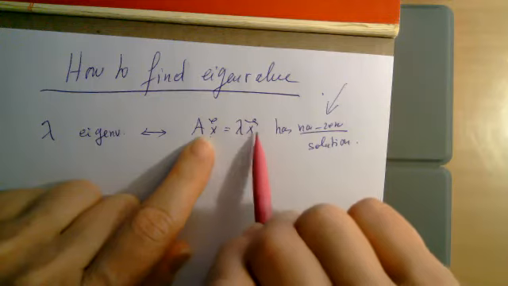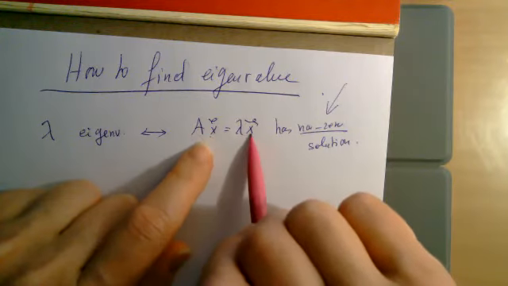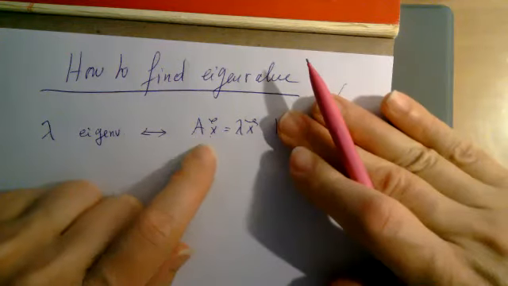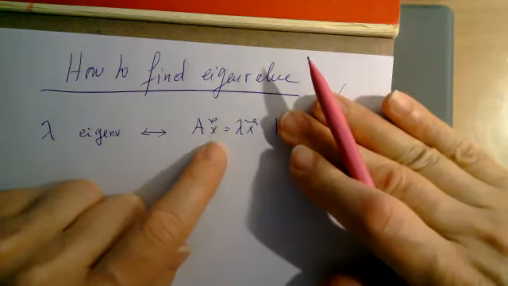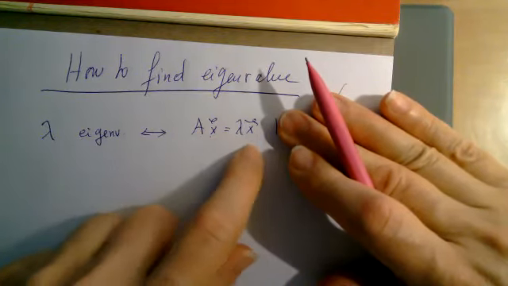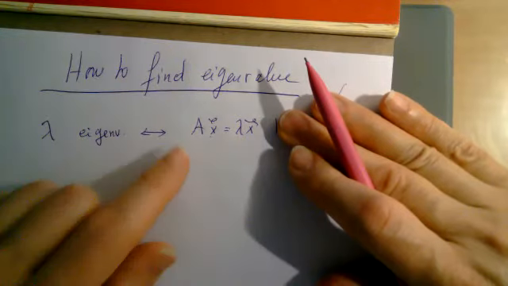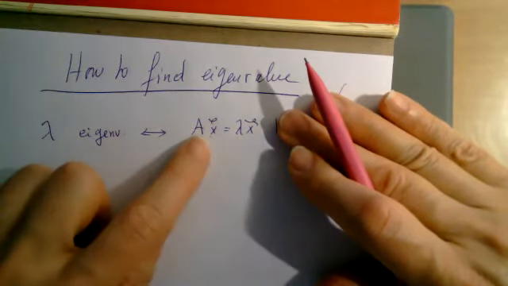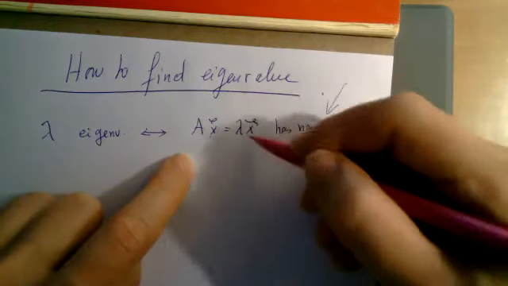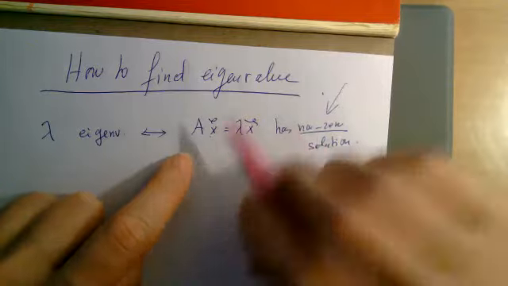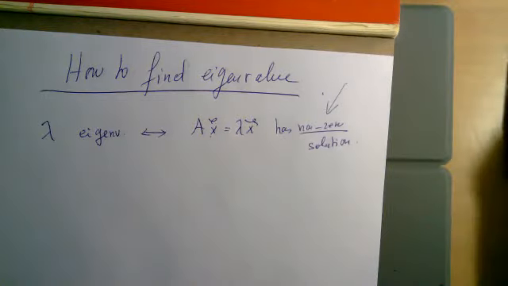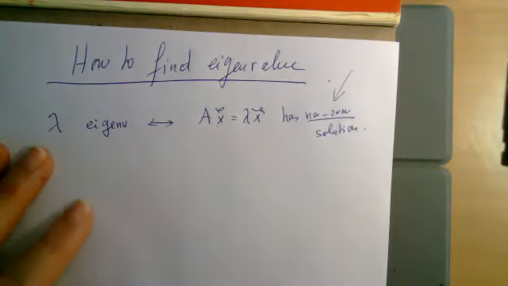if I put 0 here, A times 0 is always equal to 0. It means this equation always has the 0 vector as a solution, because A times 0 equals lambda times 0. So it's nothing really. So 0 is always a solution. So to be an eigenvalue, we need a non-zero solution of this equation, because the definition itself would make no sense otherwise. So lambda is an eigenvalue means Ax equals lambda x has a non-zero solution.